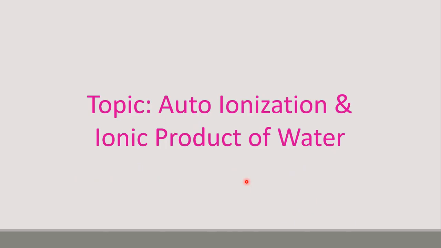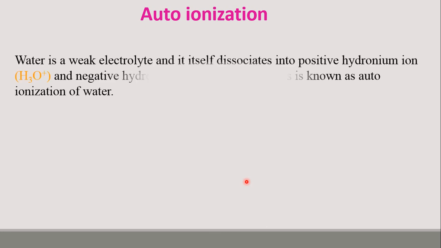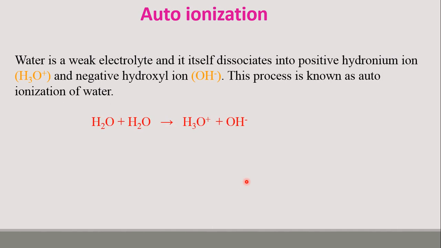Today our topic is Autoionization and Ionic product of water. What is autoionization? You know, water is a weak electrolyte and it itself dissociates into positive hydronium ion and negative hydroxyl ion. This process is known as autoionization of water. Look here. Here, two molecules of water together dissociate into hydronium ion and hydroxyl ion.